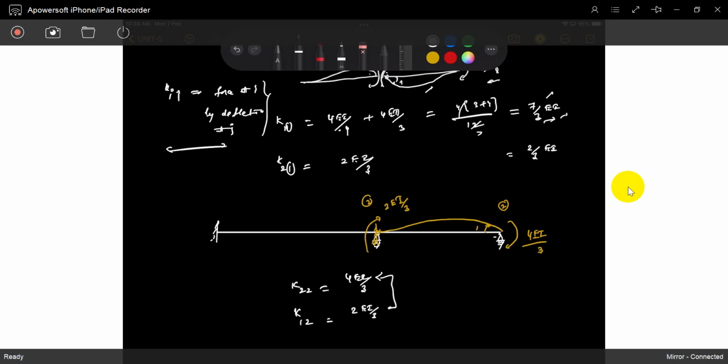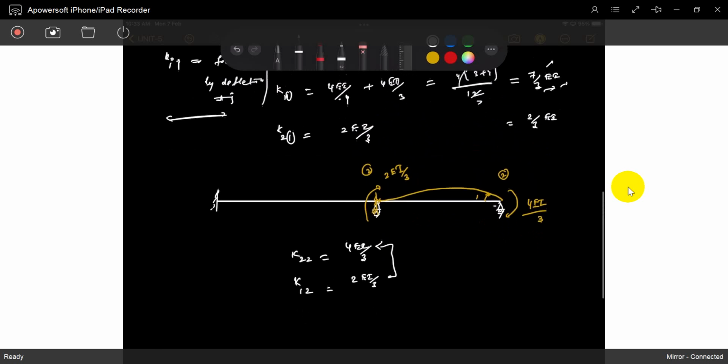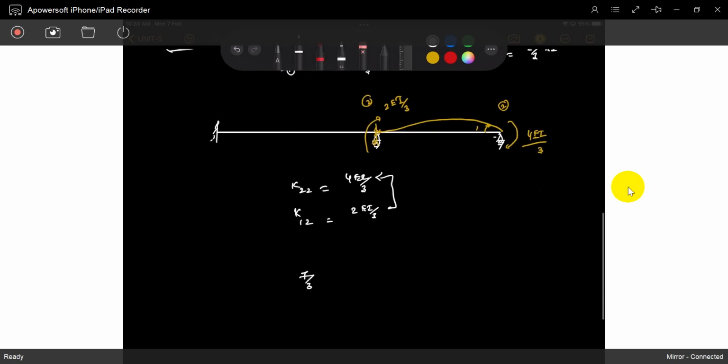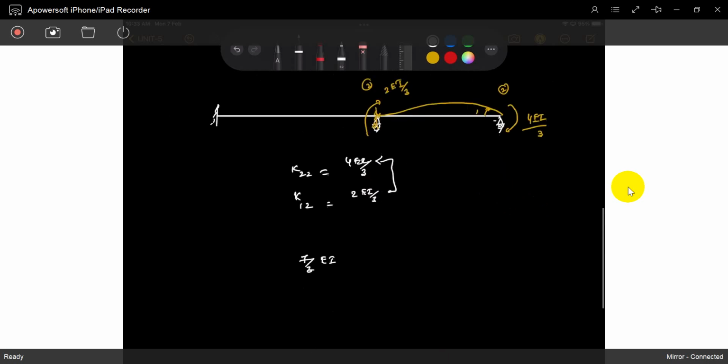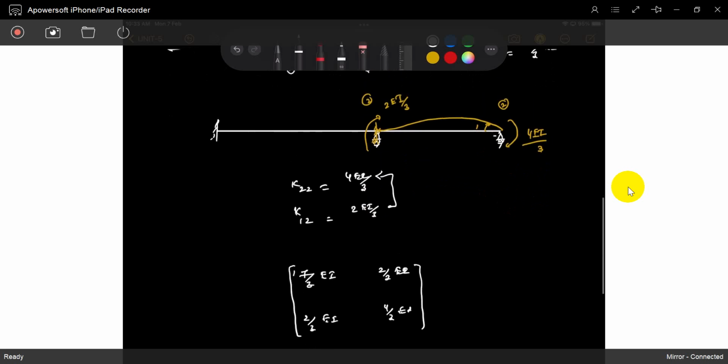So that's it. Now you can write the stiffness matrix. How? The first is 7 by 3 EI, then 2 by 3 EI, 2 by 3 EI, and 4 by 3 EI. Everything is positive. Everything is clockwise, taken as positive, and the rotation is only clockwise. That is the stiffness matrix.